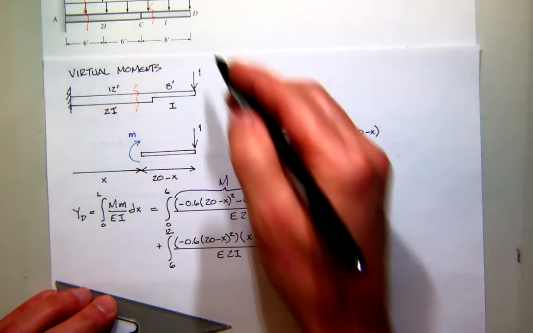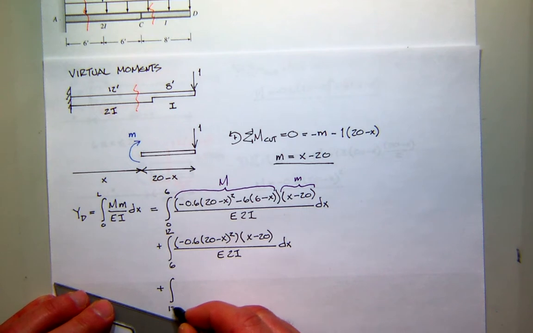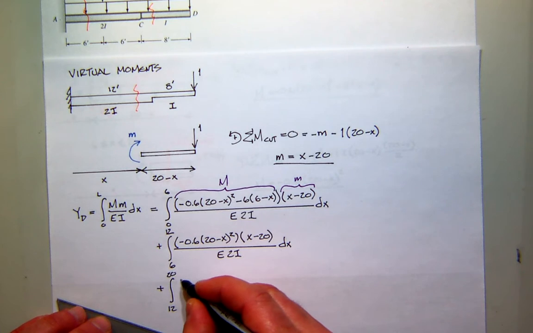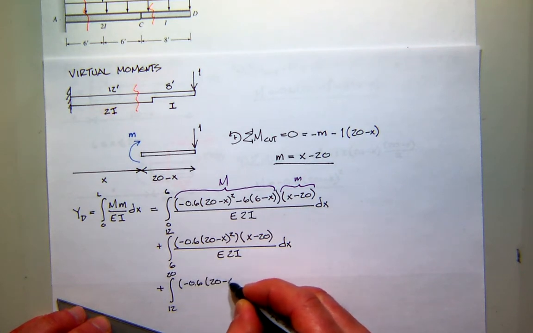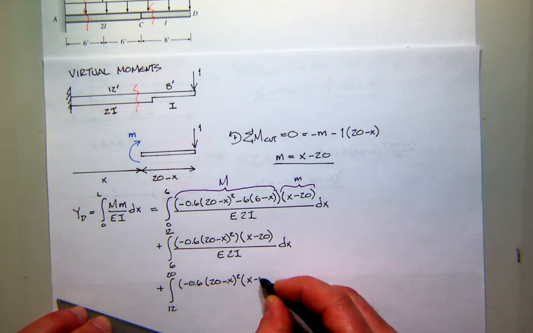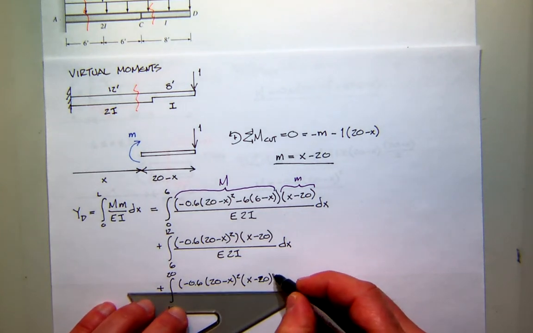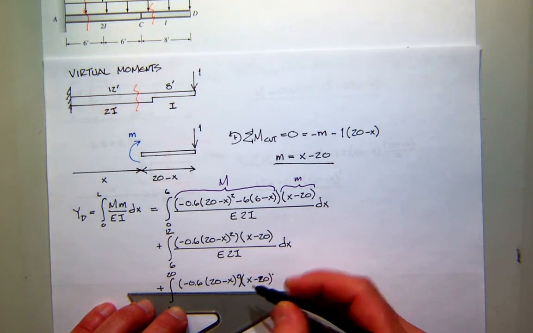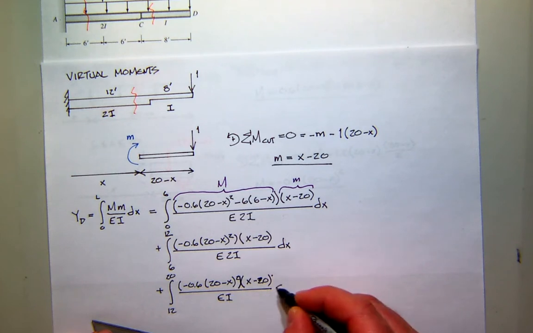And then the last 8 feet, which will be an integral from 12 to 20, I have my second half of my real moment equation, and I have the same virtual moment, but this time I messed something up here. This needs to be another one there. Yeah, this will just be times EI dx.